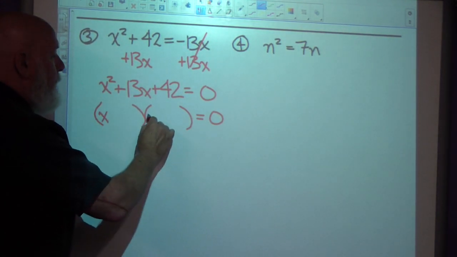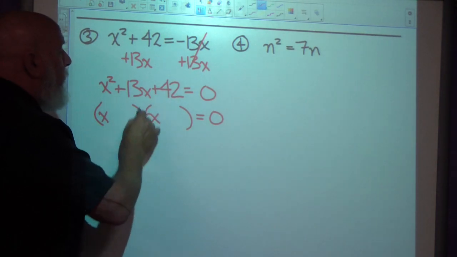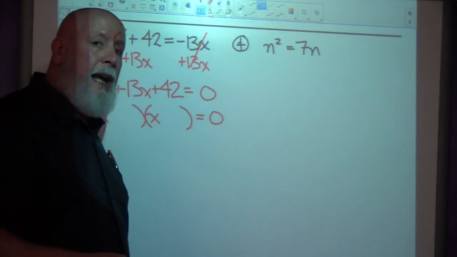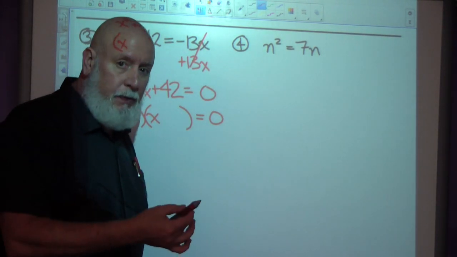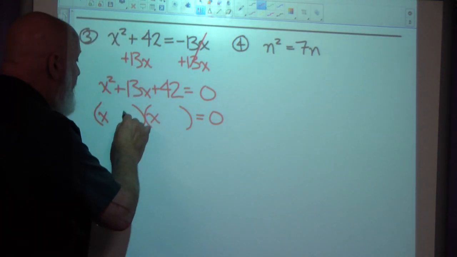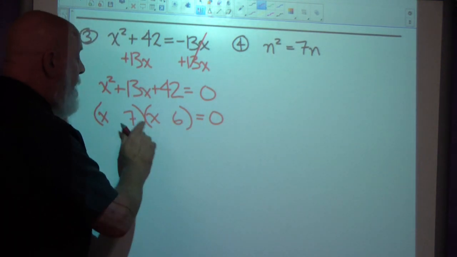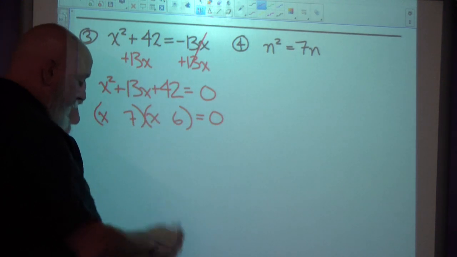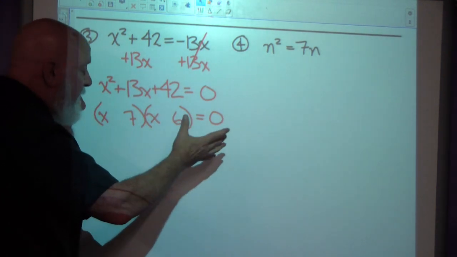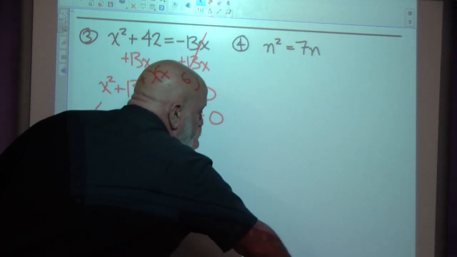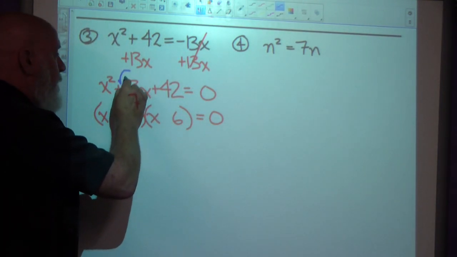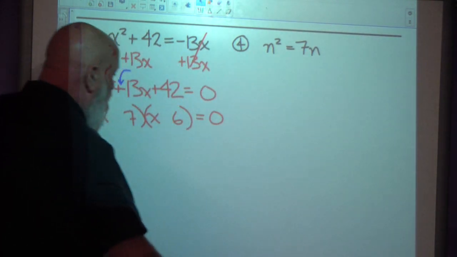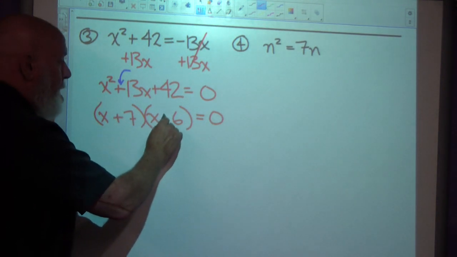Take the square root of this one, put it here and here. Factors of 42 that add up to 13 would be 7 and 6. 7 times 6 is 42. 7 plus 6 is 13. Where I put the 7 and the 6 doesn't matter. What does matter is they must add up to positive 13. And therefore, they both have to be positive.